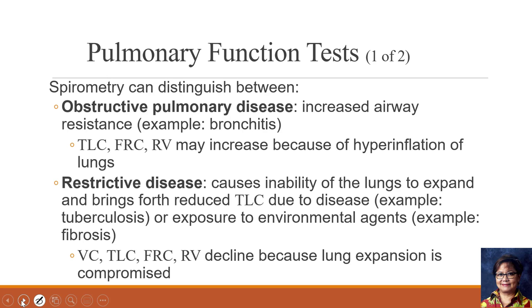And then the restrictive disease, this is actually where your lungs are unable to expand. It's just like wearing a tight bra and you cannot expand your lungs. This will be characteristic of diseases like tuberculosis or exposure to environmental agents such as fibrosis. And here your vital capacity, your TLC, your FRC, your RV decline because lung expansion is compromised. Make sure that you know this, guys. I am going to give this in your next lecture exam.